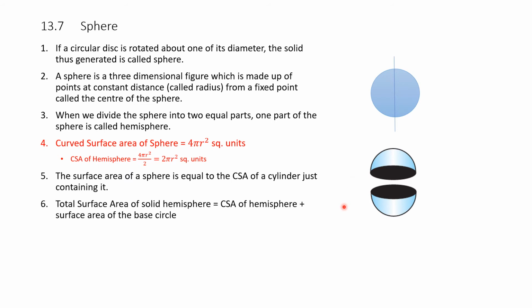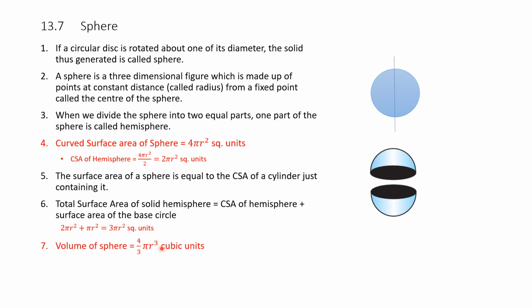Total surface area of the solid hemisphere is curved surface area of the hemisphere plus the surface area of the base circle. This is the base circle, the black colored one. Therefore, that is given by curved surface area of hemisphere, 2 pi r square, plus pi r square. That is equal to 3 pi r square.